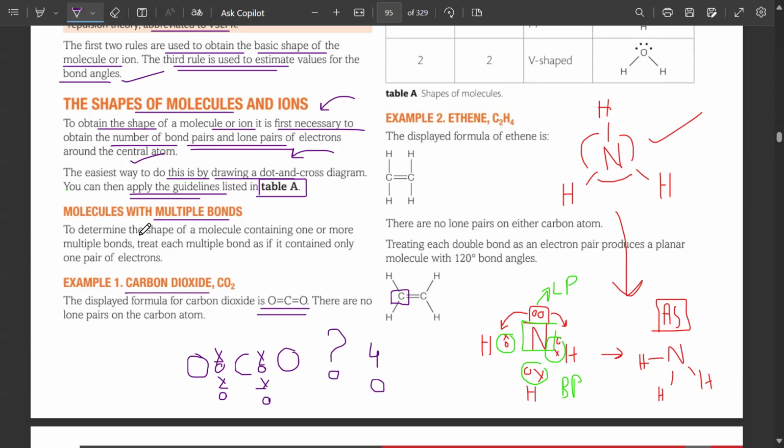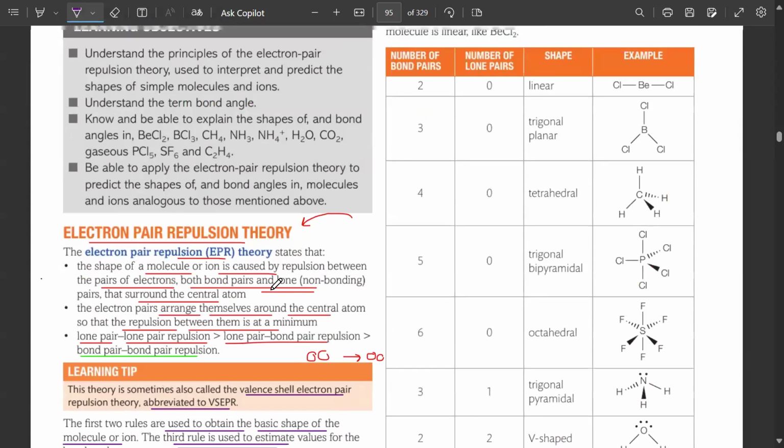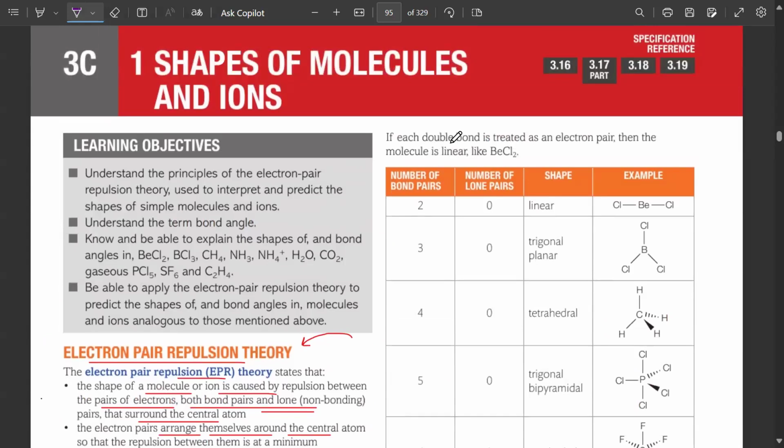To determine the shape of a molecule containing one or more multiple bonds, treat each multiple bond as if it contained only one pair of electrons. So here's the table that you have to memorize: if each double bond is treated as an electron pair, then the molecule is linear as well. For example, BeCl2, when there are no lone pairs.